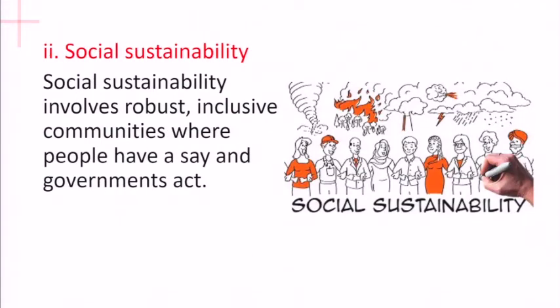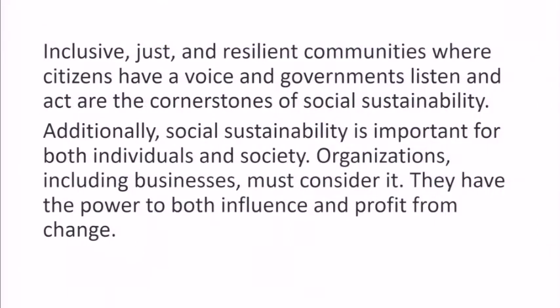Next, coming to social sustainability, it talks about robust, inclusive communities where people have a say, and based on their requirements and needs, government acts. An inclusive, just, and resilient community is where citizens have a voice and government listens. This is essential for social sustainability. Now, how do I ensure this? What are the parameters of social sustainability? Once we have identified the parameters of social sustainability, we need to measure them. Measuring such abstract concepts is a little tricky, but people are working towards it.